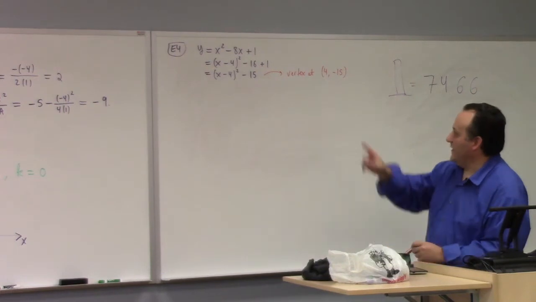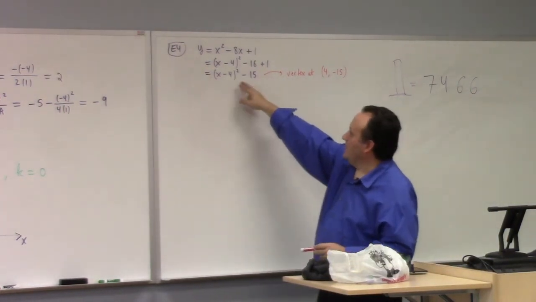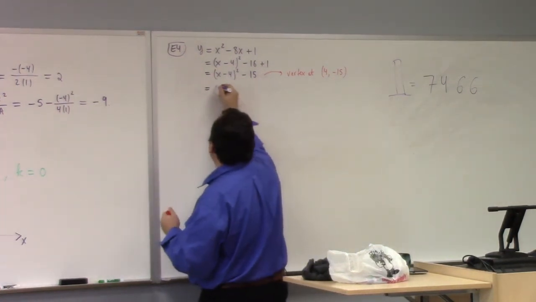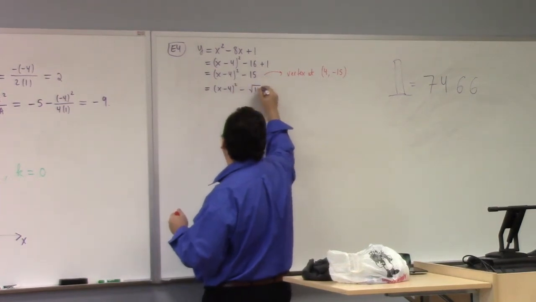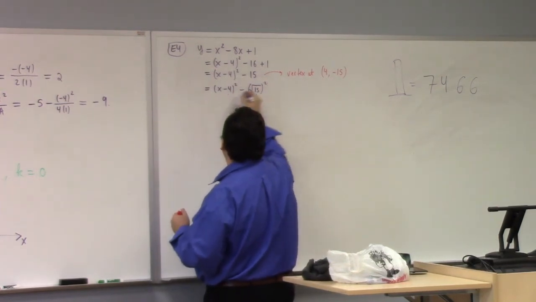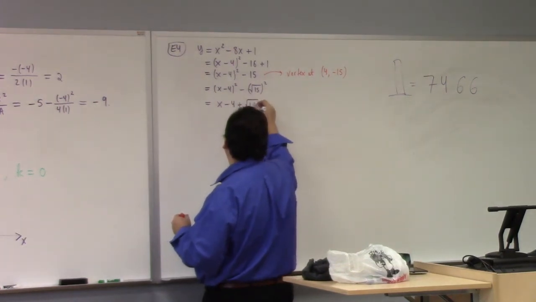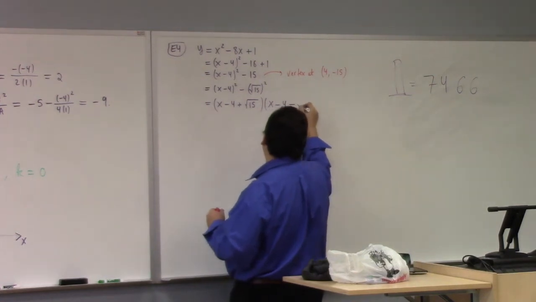Because it allows us to factor this as well, right? Going a step further, now I can look at this as x minus 4 squared minus the square root of 15 squared, yeah? Which is, by the difference of squares idea, x minus 4 plus root 15, x minus 4 minus root 15.